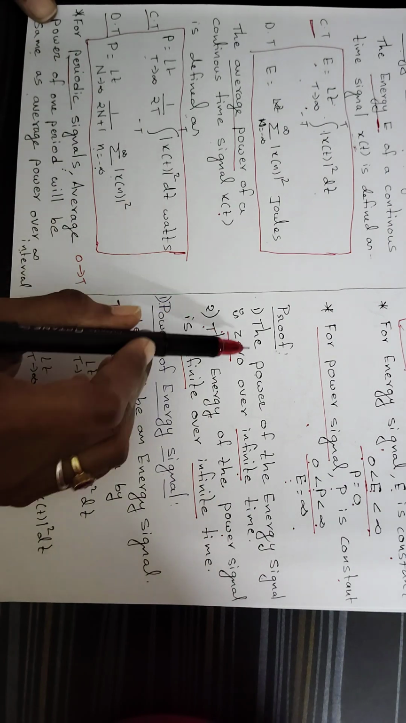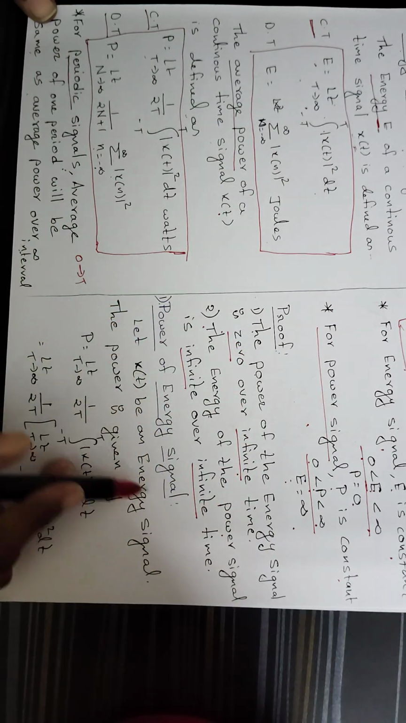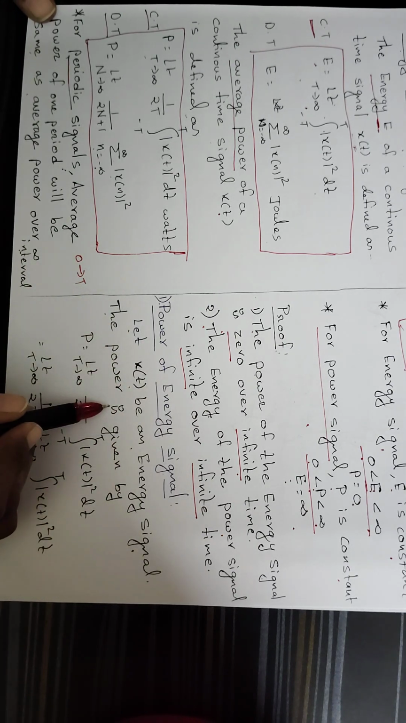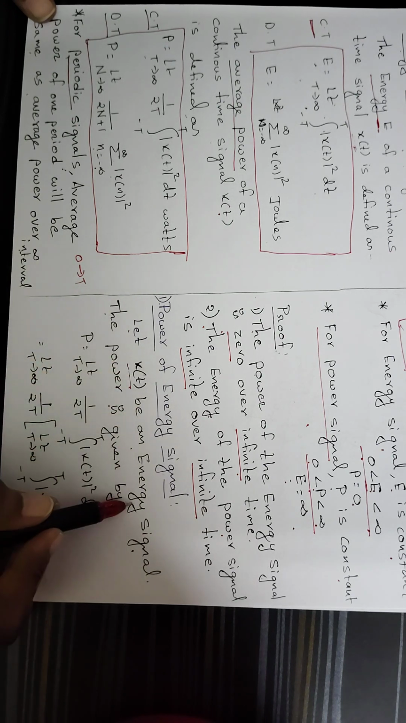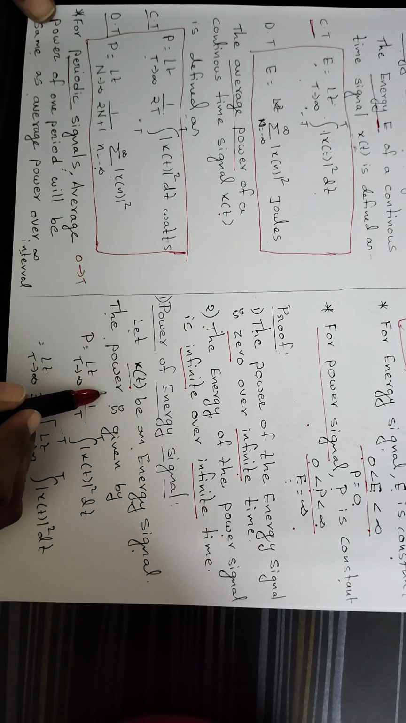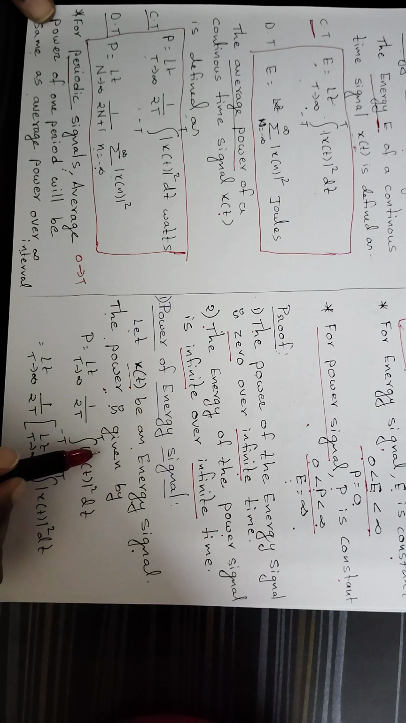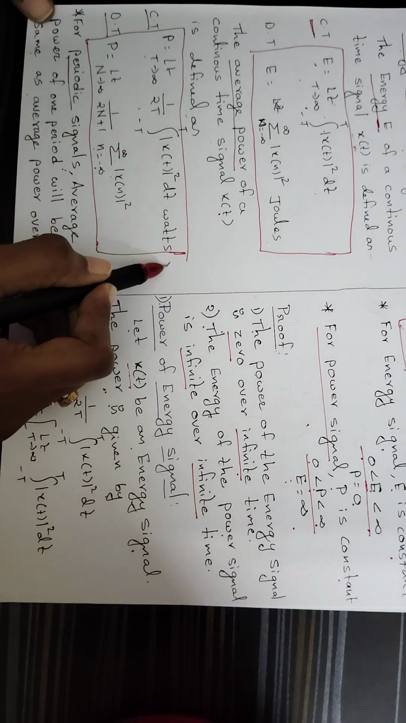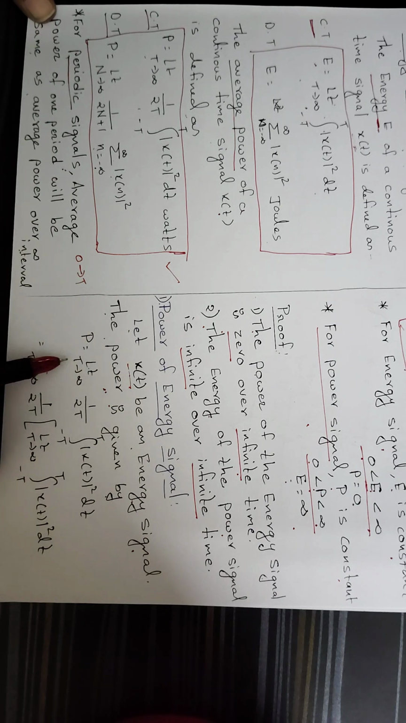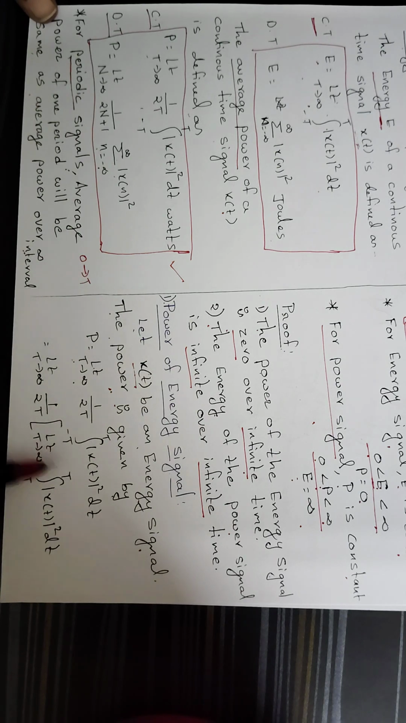See the first proof, that is, the power of an energy signal. Let x of t be an energy signal, and we have to write the equation of the power signal. We already know the equation of the power signal. We are taking a continuous time domain signal, so the equation is P equals limit T tends to infinity, 1 by 2T, integral from minus T to T of x of t whole squared into dt. Now I am expanding the limits of the integration.